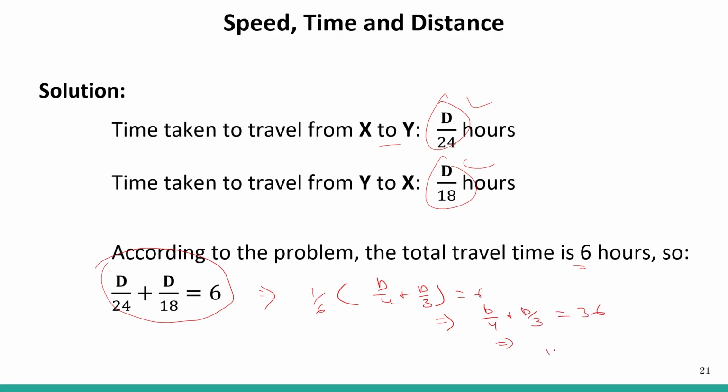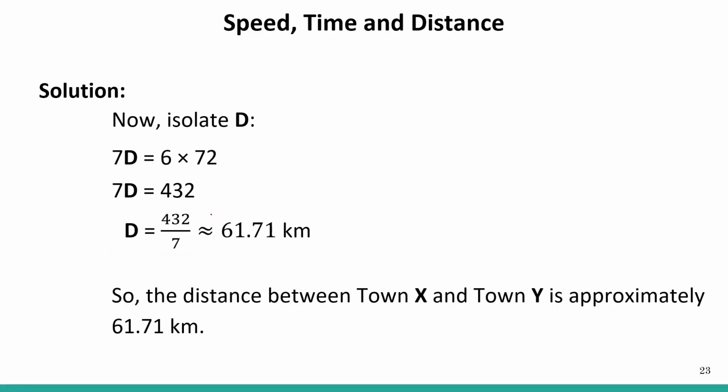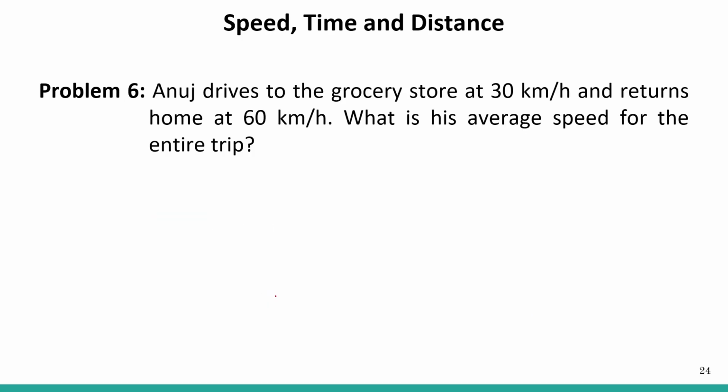So this implies that this is 12. So 4d plus 3d is equal to 36. So this implies that 36 into 12, whole by 7, right? So 7d by 72 is equal to 6. So it will be d is equal to 432 by 7, that is equal to 61.71 km. So the distance between town X and Y will be approximately 61.71 km.